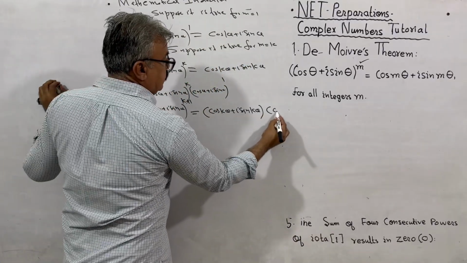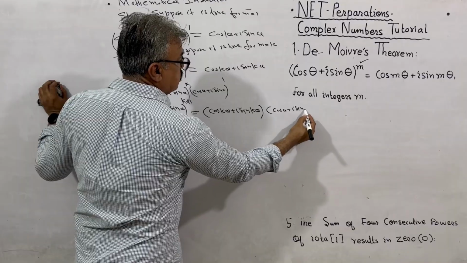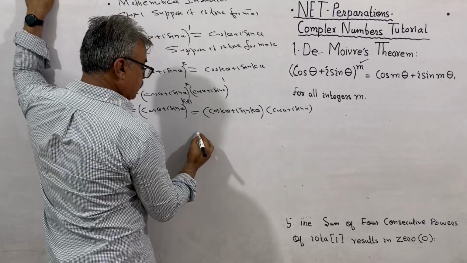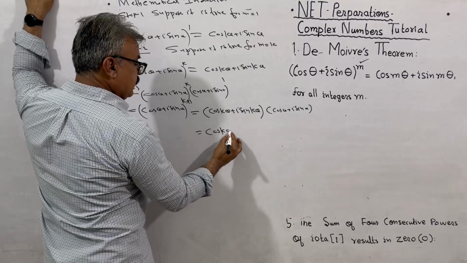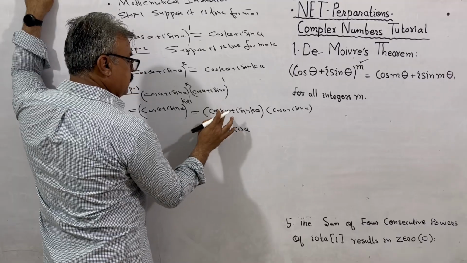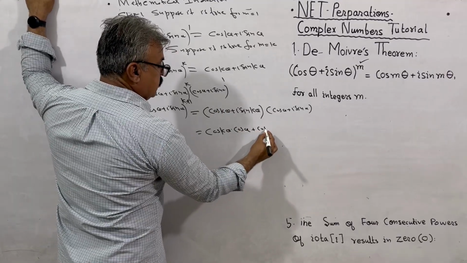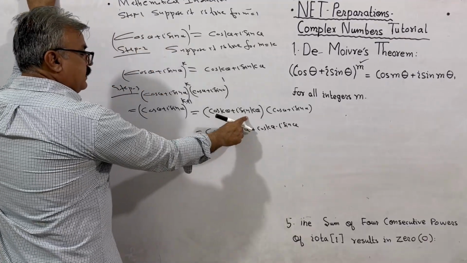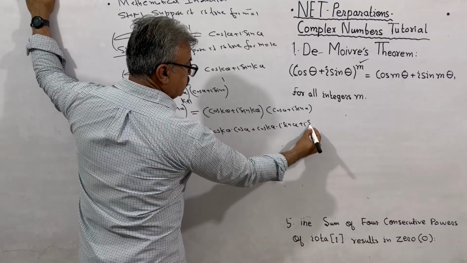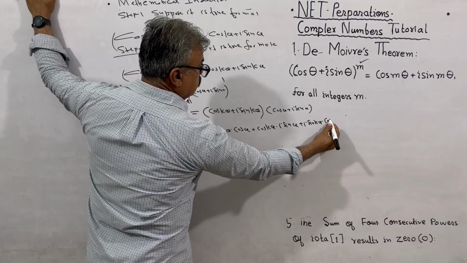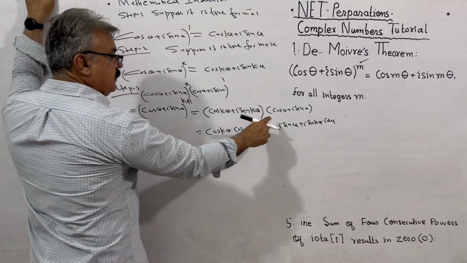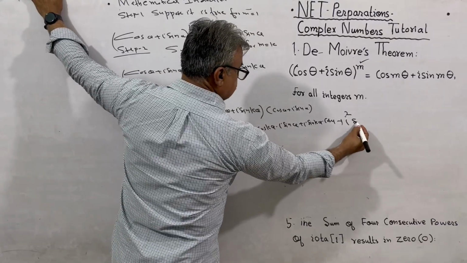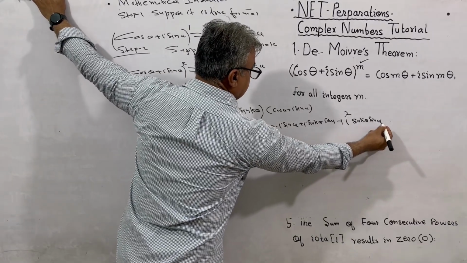Just multiply on this side cos theta plus iota sin theta. Simply multiply the first term with both. It will become cos k theta times cos theta. This one with this, it will become cos k theta times iota sin theta. Now take iota sin theta and multiply with the bracket: iota sin k theta with cos theta plus iota sin k theta with iota. It will become iota square sin k theta sin theta.